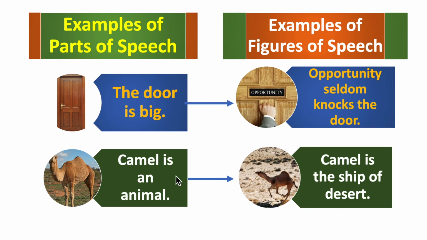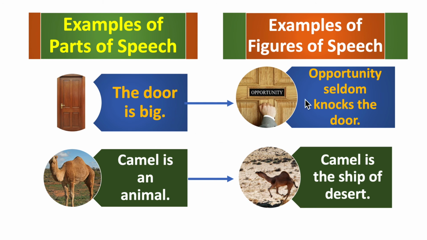Likewise, we have camel is an animal. It's a straightforward sentence. But here, camel is the ship of the desert. Implied meaning, camel is compared with the way a ship sails in the water. So here the meaning is implied, hidden, and it gives you more shades of meaning. So figures of speech are those that give you more scope to interpret meanings, while parts of speech just help in the construction of sentences.